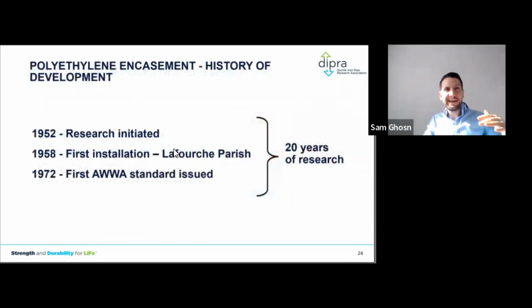So it took about 20 years for polyethylene encasement to start to be standardized, from the day we started research to 1972. So if your pipelines were installed before the 1970s, even in the 1970s, there is a great chance these pipelines were not protected at all, okay? They were buried as is. We call them bare pipe, which means those pipes did not have corrosion control on them.